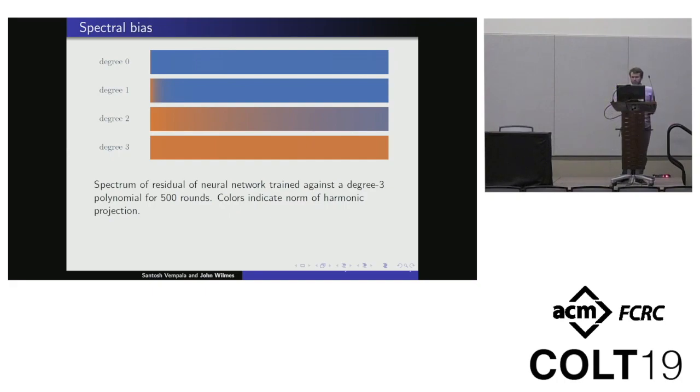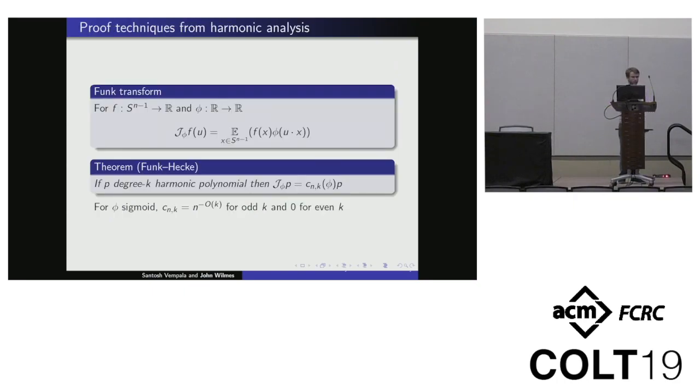So in this figure here, time is going from left to right over multiple training iterations. Blue corresponds to a low value, orange to a high value. Okay. So how do we prove these results?